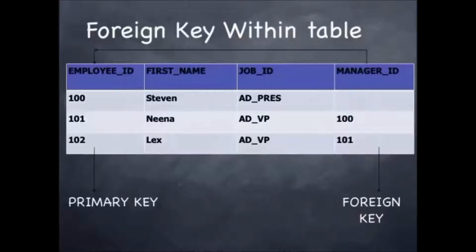If you look at the second row where the employee ID was 101, the name of the employee was Nina, whose job was Add VP, and her manager's number was 100, or the employee whose name was Steven. Now the values taken by the manager ID column must be existing values in the employee ID column of this table because a manager is always an employee. Here the manager ID column is referencing the employee ID values and is therefore the foreign key column within the table.